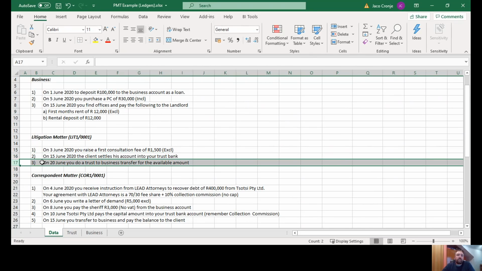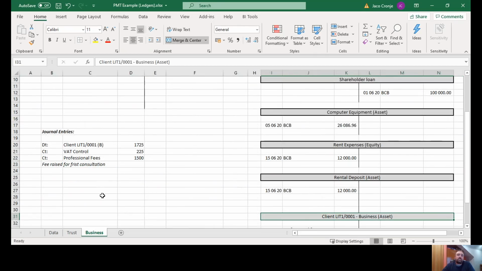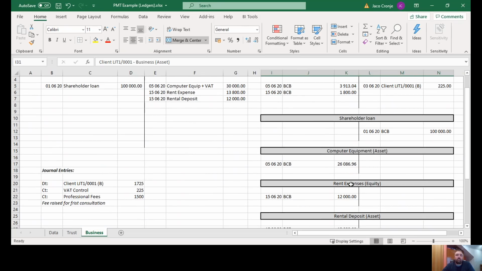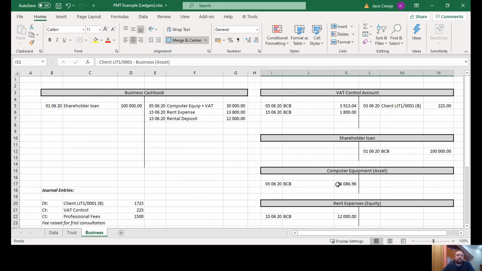Now on the 20th of June, you do a trust to business transfer for the available amount. Okay, so this is probably one of the hardest transactions to do. So I'm going to do this slowly with you guys. On a trust to business transfer, there's two steps. There's the cash step and the value step. So let's first do the cash step. This cash step is the easier step.